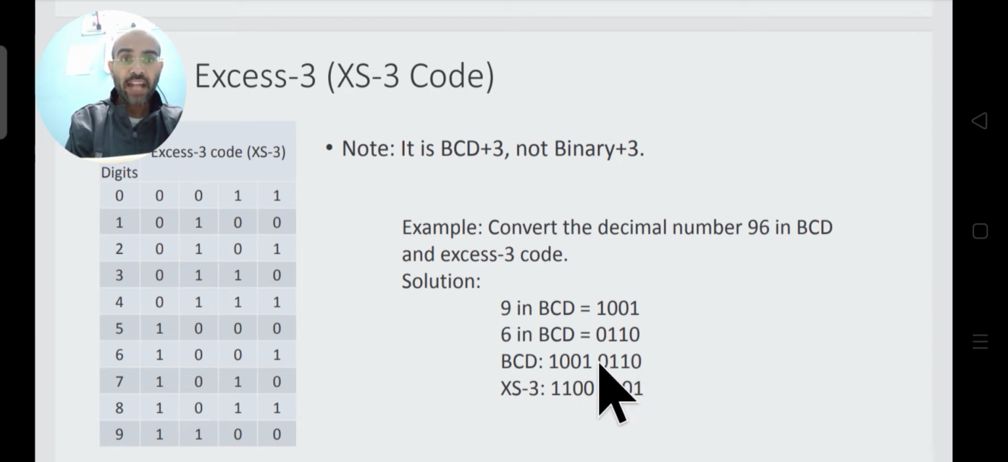Similarly, if you add 3 to this one also, this is 6, if you add 3 to it, it will be 9. So now the number 96 in BCD should be written like this, and 96 in excess 3 will be written like this. This is the difference between BCD and excess 3. Excess 3 is nothing but BCD plus 3. Again note it down, it is BCD plus 3, not binary plus 3. Don't make the mistake of first writing the binary equivalent of the number and then adding 3 to it. This will be wrong.